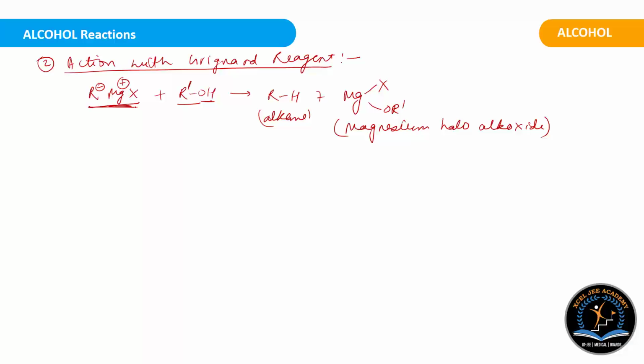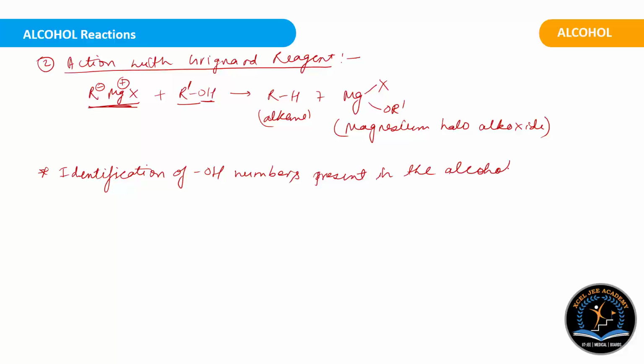If the reaction has two OH, it will react with two equivalents of Grignard reagent, and so on. So we can write that this reaction can be useful in the identification of the OH numbers which are present in the alcohol, that is, how many OH groups are attached in that particular alcohol can be identified through this reaction. Okay. Then the third is referred to as the esterification reaction.